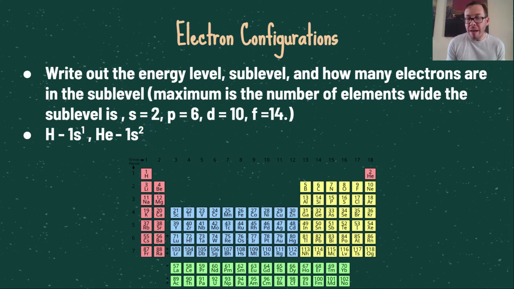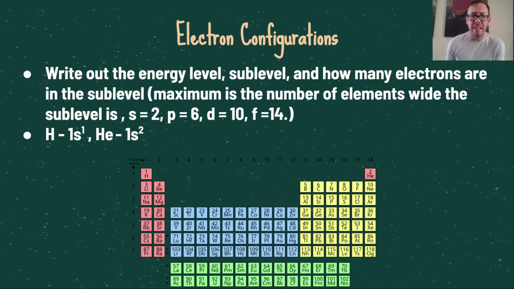Now, that's based on the idea that there are orbitals in which these electrons rest, and there are a maximum of 2 electrons that can be held within each orbital. So the S block is 1 orbital with a maximum of 2 electrons. P has 3 orbitals, which is a maximum of 6. D has 5 orbitals, which is a maximum of 10. And F has 7 orbitals, which is a maximum of 14.